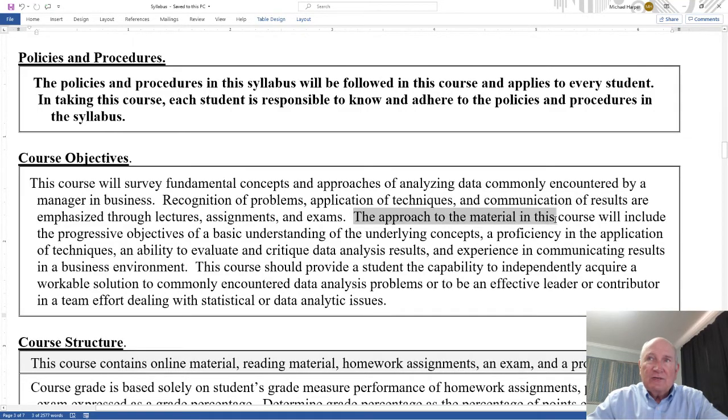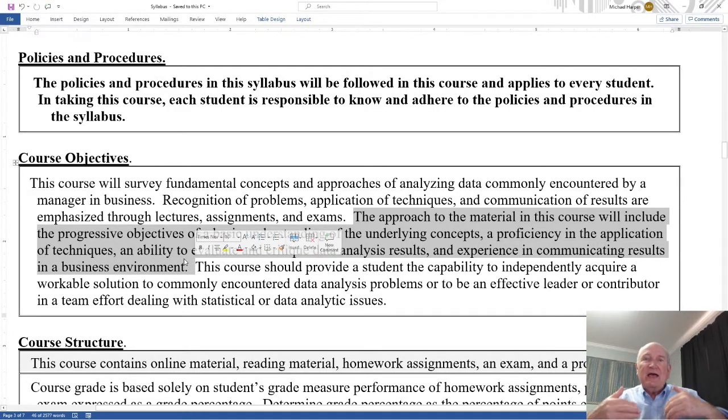The approach to the material will include progressive objectives of basic understanding of underlying concepts, a proficiency in the application of techniques. We'll be using Excel. Ability to evaluate and critique data analysis results. That's part of the project. An experience in communicating results in a business environment, and that is preparing and delivering a report.